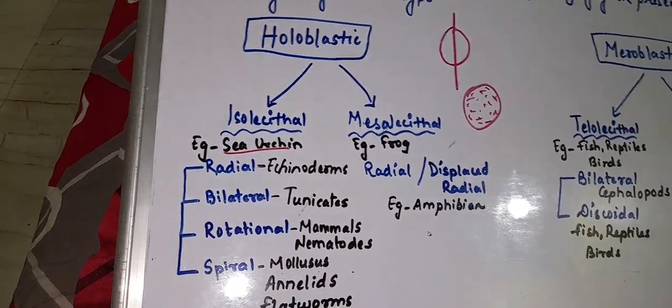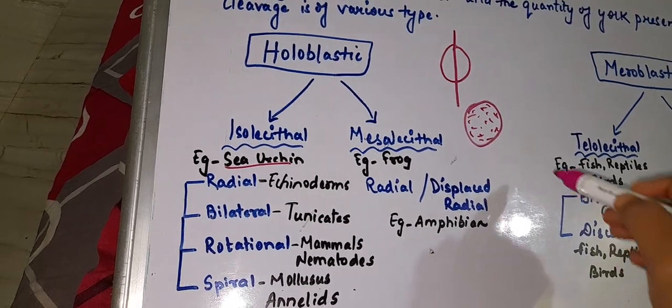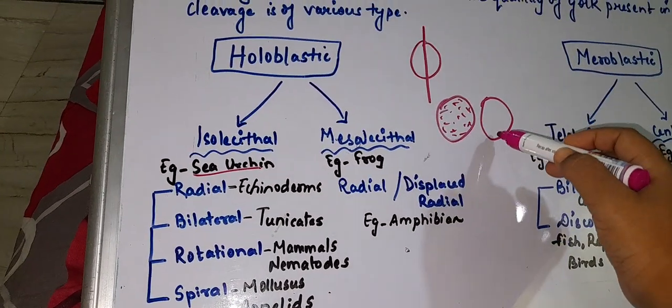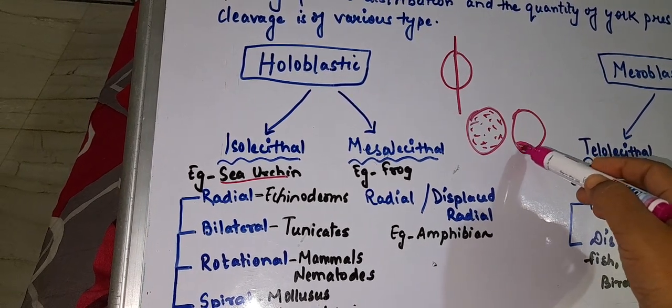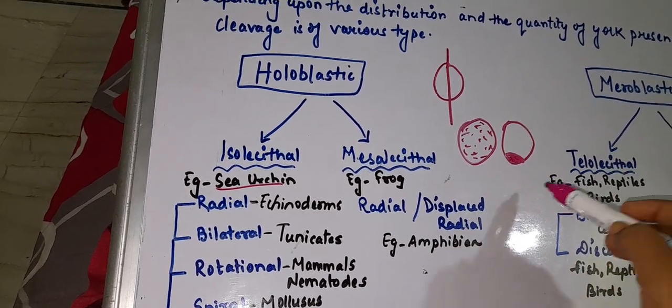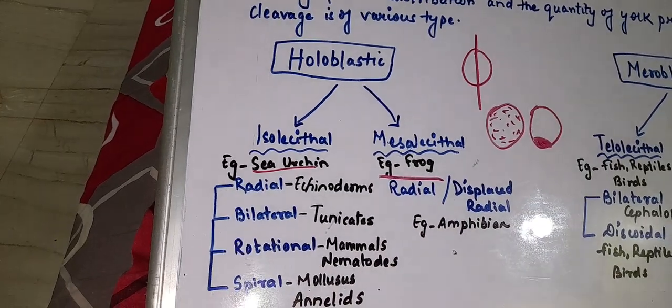And second type is mesolecithal. Mesolecithal means, suppose this is the egg, it has low concentration of yolk, but it is present at one position, like this is the yolk concentration, like it is seen in case of frogs.